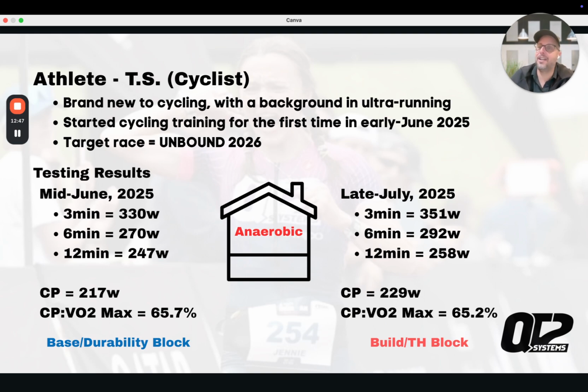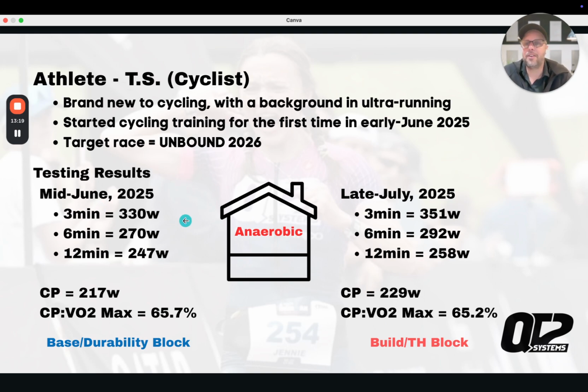So he gave me a call and said, "Hey, I really want to do this cycling race. I've never trained on a bike whatsoever." We said, "All right, let's give this a try." So he started cycle training for the first time in early June 2025. His cycling CTL was zero. He'd never been on a bike before, never been training on a bike before. So we did some initial testing in mid-June, right after he got started. We needed to get him on the bike first.